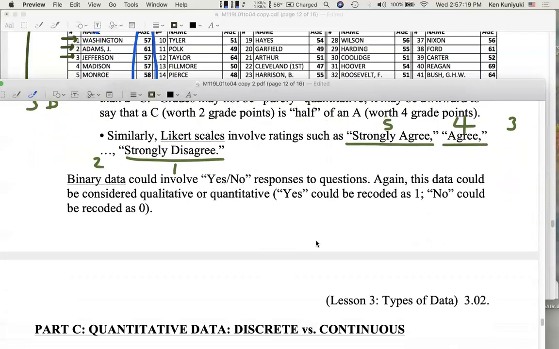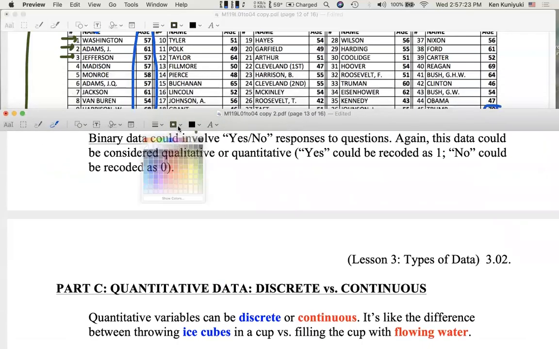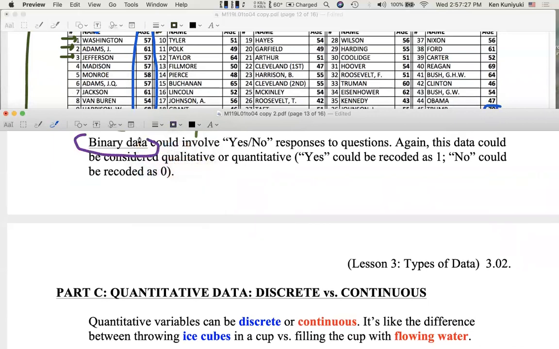Another sort of in-between type of data is binary data. Binary data, like yes, no. For example, if I were to ask the students in the class, are you a full-time student? Yes or no? Yes, yes, no, no, no, yes, no, yes, no. Or I could phrase it as, are you a full-time student or a part-time student? Full-time, full-time, part-time, part-time, and so forth.